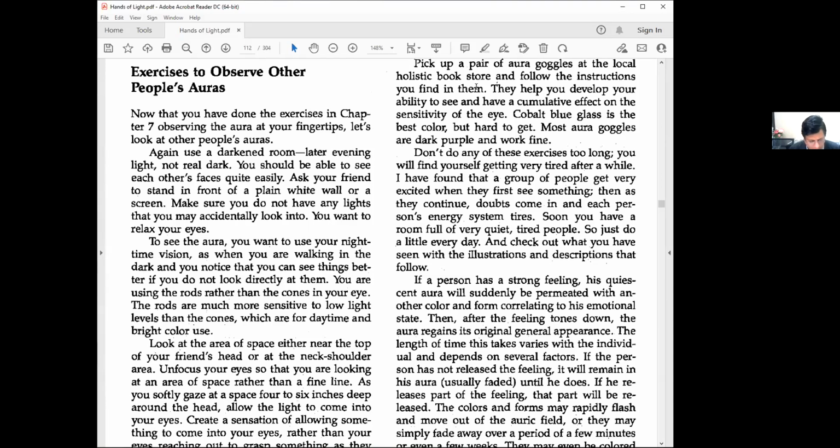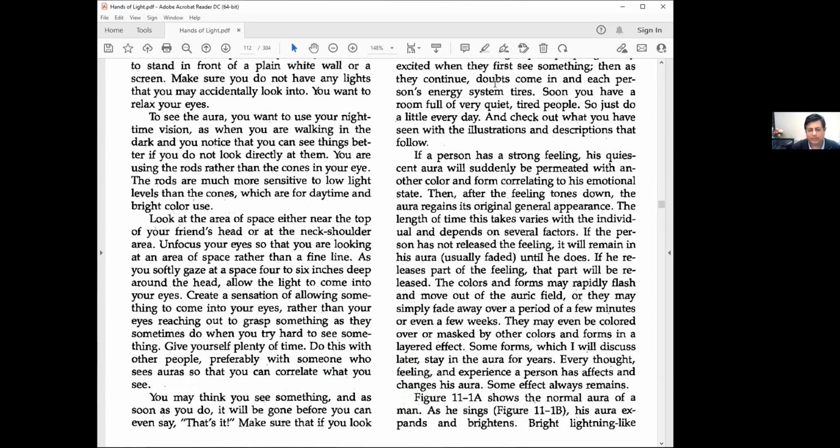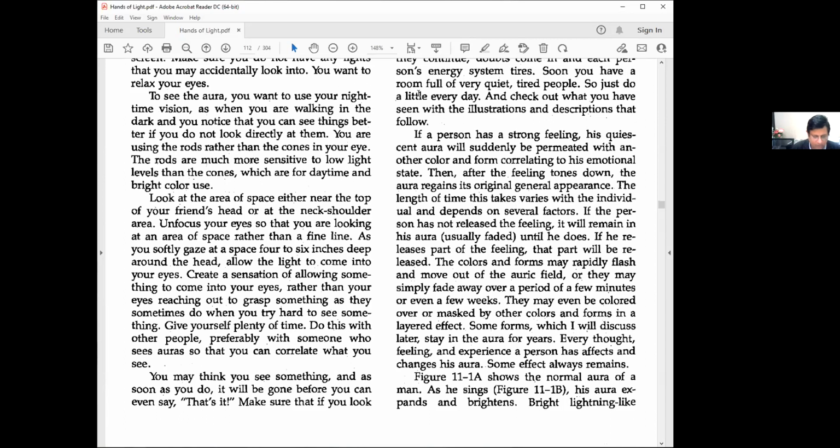Don't do any of these exercises too long. You will find yourself getting very tired after a while. I have found that a group of people get very excited when they first see something. Then as they continue, doubts come in and each person's energy system tires. Soon, you have a room full of very quiet, tired people. So just do a little every day and check out what you have seen with the illustrations and descriptions that follow. So again, there are many illustrations and descriptions in the book. So again, practice will make perfect. It's very simple.